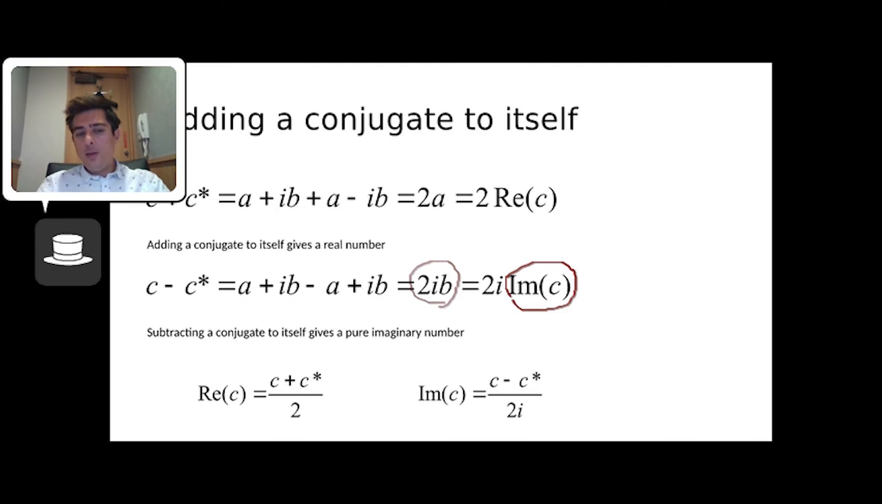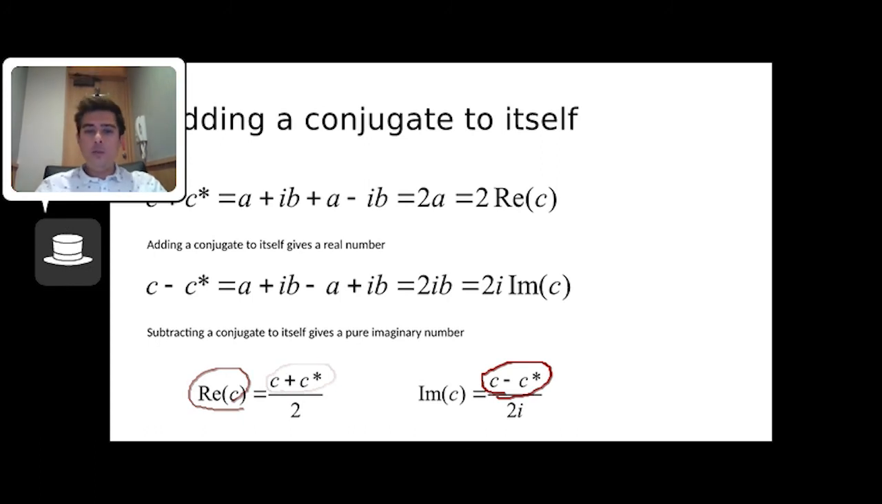This tells you exactly how to do this operation. If you want the real part of a number, you just add C to its conjugate and divide by 2, which gives you the real part. For the imaginary part, you subtract the conjugate from the complex number, then divide by 2i, and then you get the imaginary part. So these are two ways of getting a real number from a complex number.